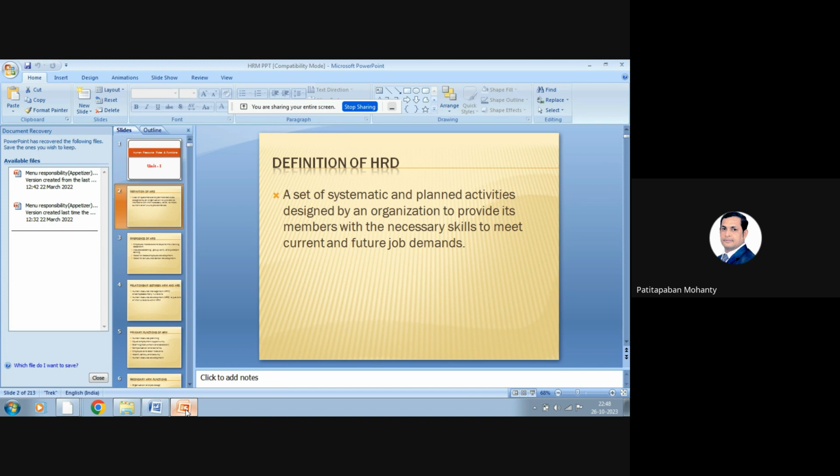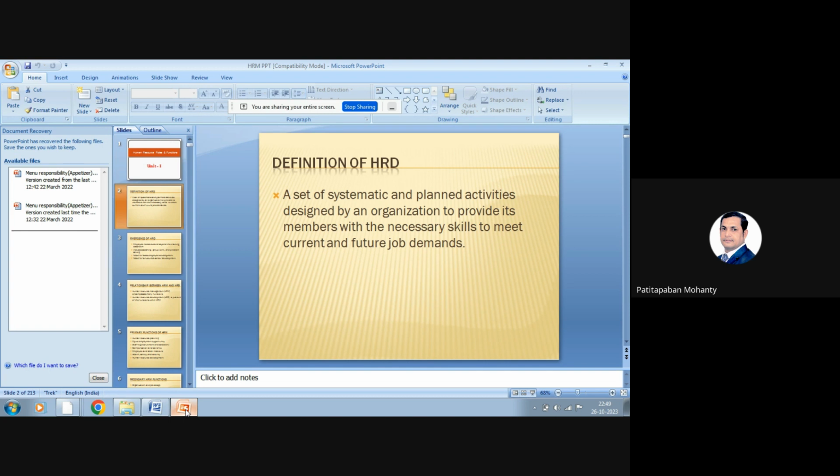So what is that? It is a systematic strategy, organized activities planned and designed by the organization to provide its members with the necessary skills or resources to meet the current and future job demands. For example, when you plan something for 100 or 200 people, or to manage a company or corporate houses, you need resources. You need resources in different terms: machines, materials, and apart from that, men. That men is called your resources, so those resources need to be planned.